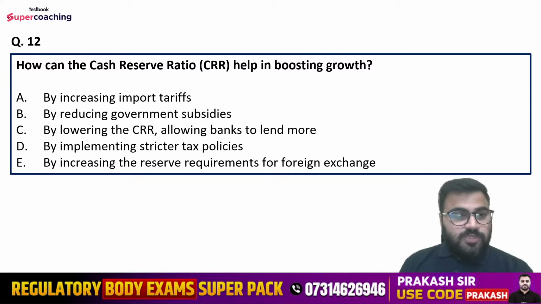So Muthana is saying option number C. Okay, what about others, guys? Yes, Parth is saying option number C.